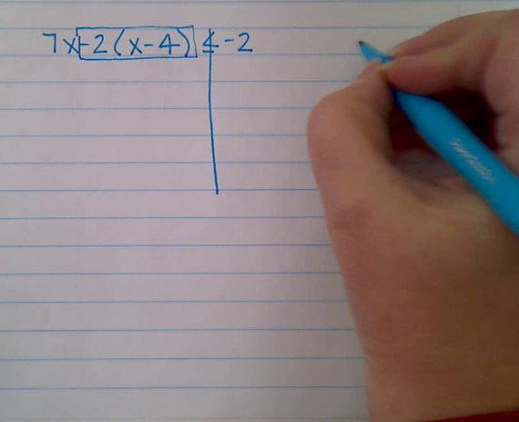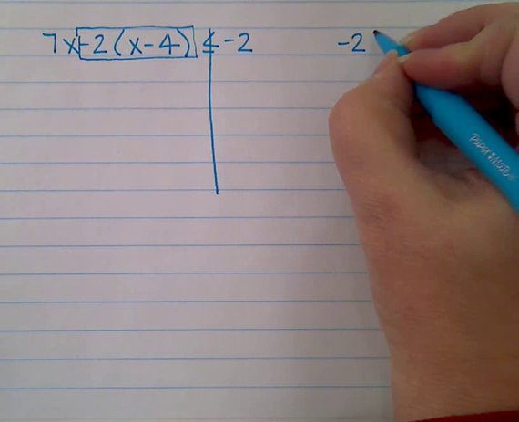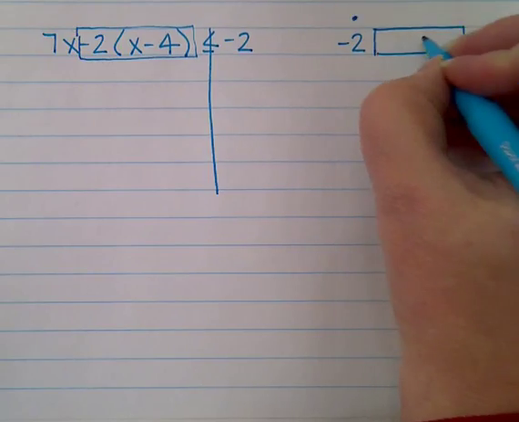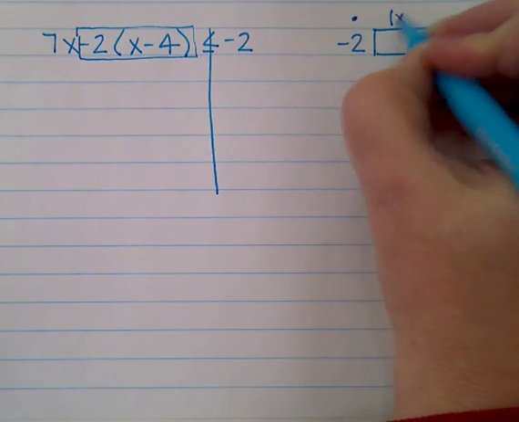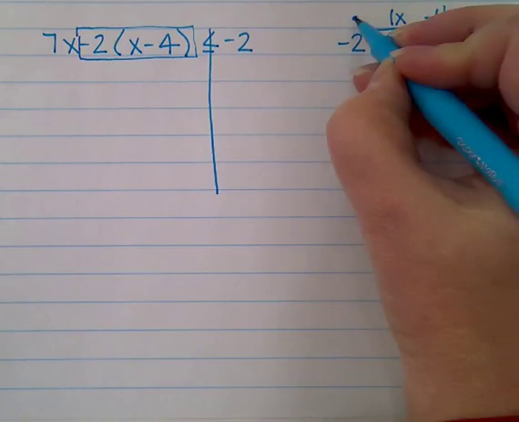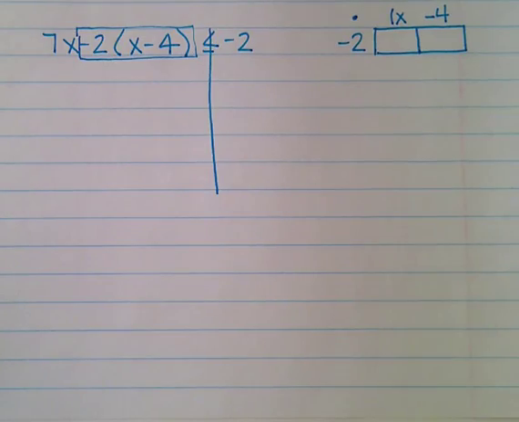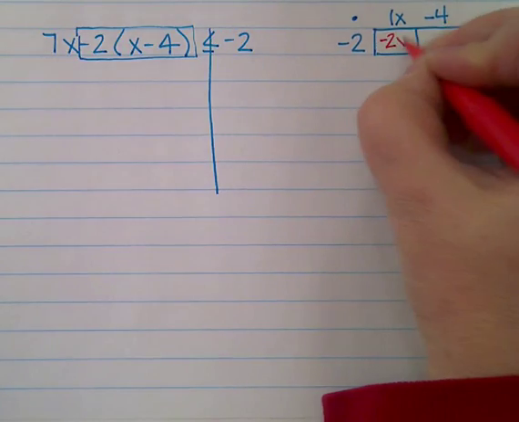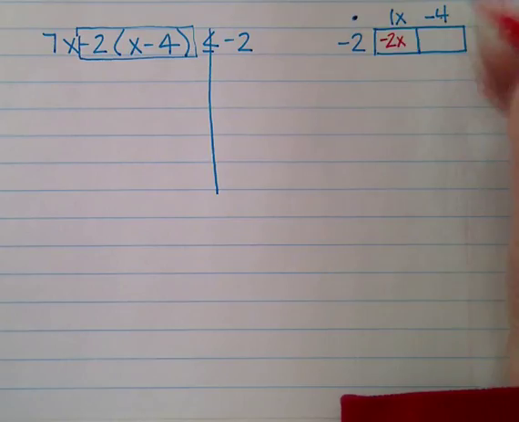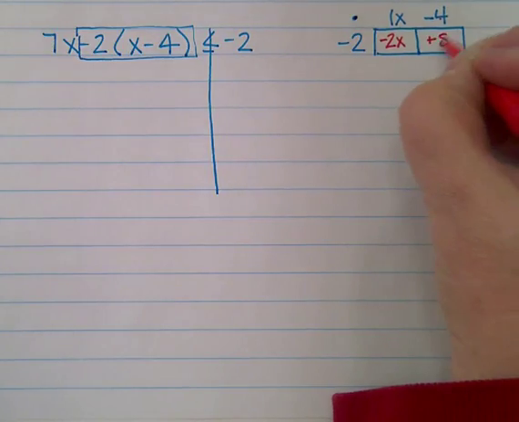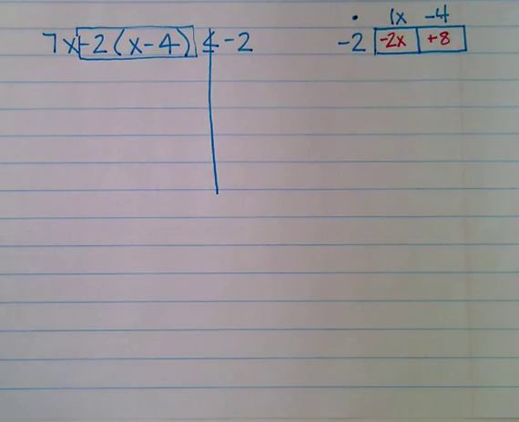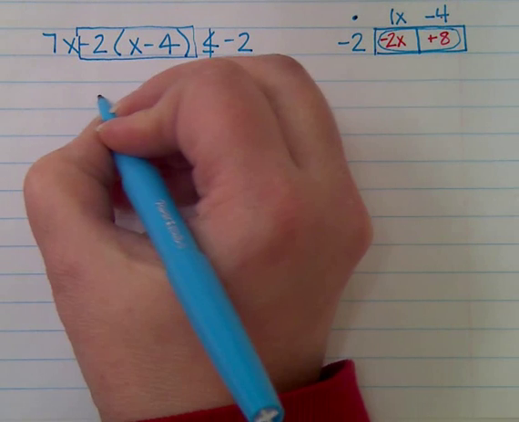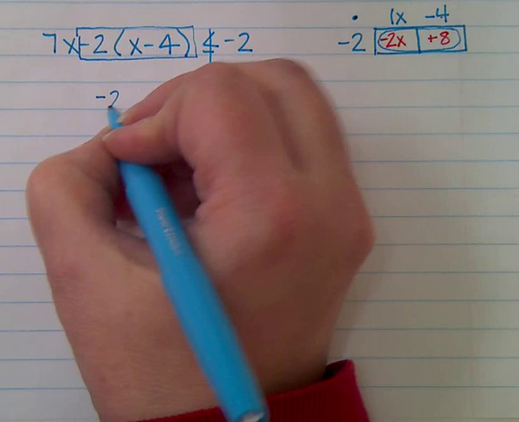If you are using the box system, your -2 goes on the outside of the boxes. Your 1x goes on the top, the -4 next to it, and remember that you are multiplying. -2 times 1x is a -2x. -2 times a -4 is a +8. We take these right out of these boxes and write them down underneath the distribution.